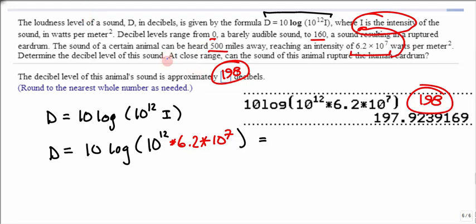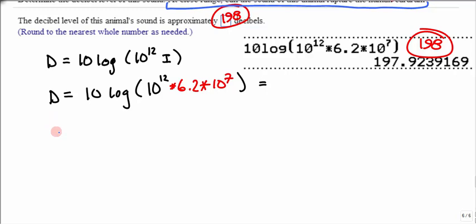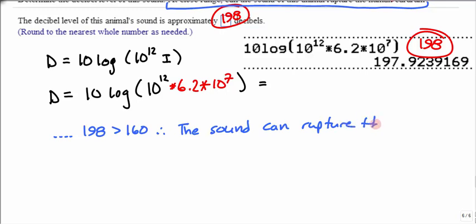So now we have another question. This says, at close range, can the sound of this animal rupture the eardrum? Well, to rupture an eardrum, you need to be at 160, and we are way over 160. So I'd have to say yes. 198 is greater than 160. Therefore, the sound can rupture the human eardrum. So we have to be careful when we're comparing those values. Again, you compare them to 160 and go from there.